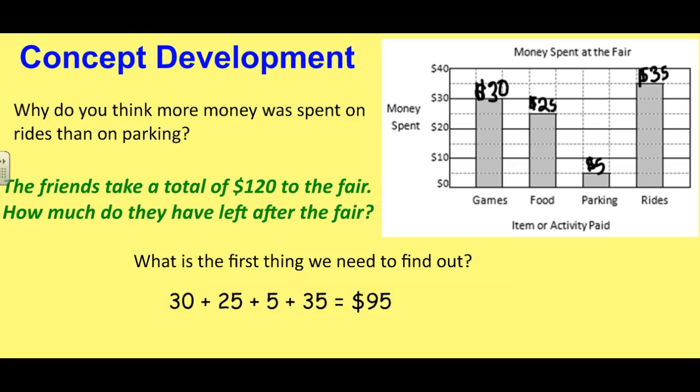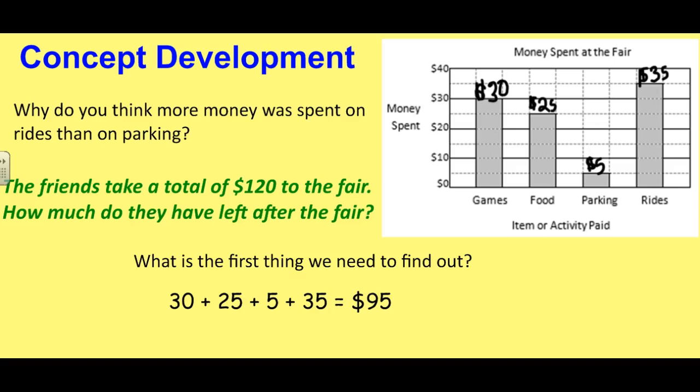So when you add all of those amounts up for the games, food, parking, and rides, you should have got a total of $95. So we know now that whenever they were at the fair, they spent $95. So looking back at the question, it says that they took $120, and we know that they spent $95. So now we have to figure out the difference between $120 and $95 to see how much money they have left after they leave the fair.